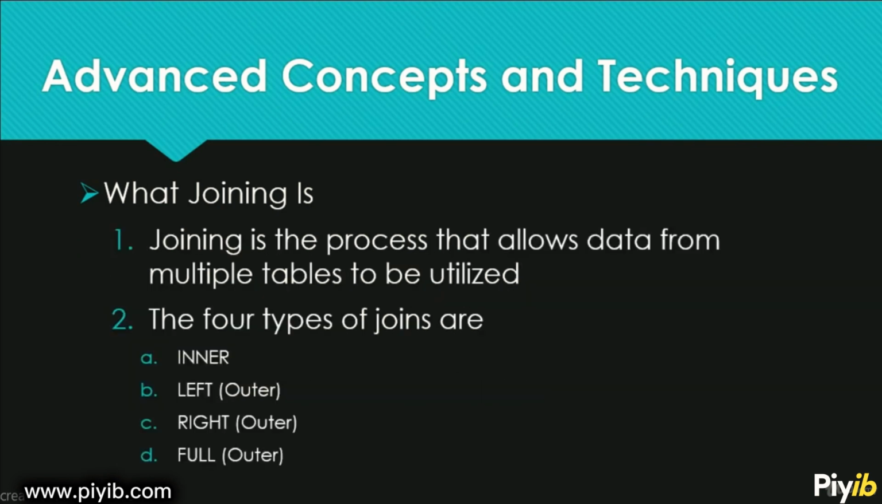So what is joining? Well, joining is the process that allows data from multiple tables to be used. So far, we've only been running our queries on one table, but most of the time you're actually going to need to use two or even more.